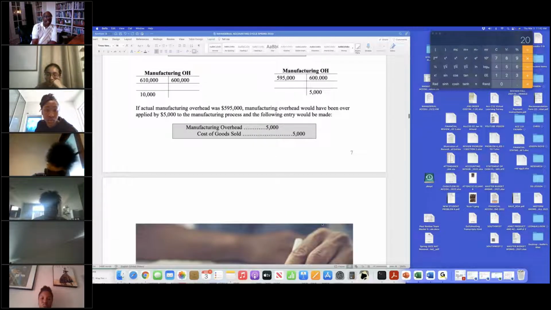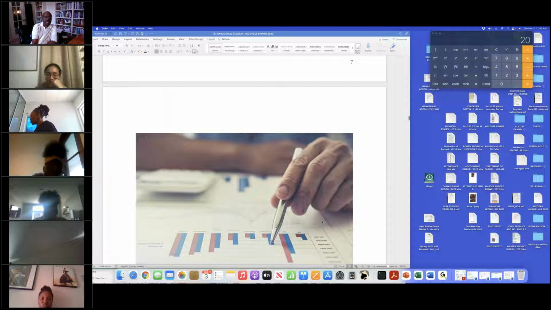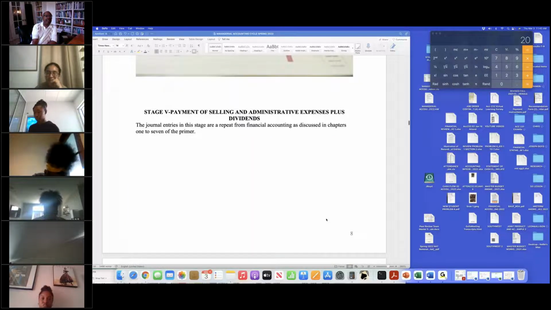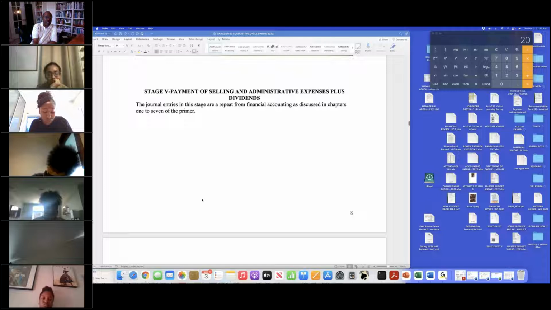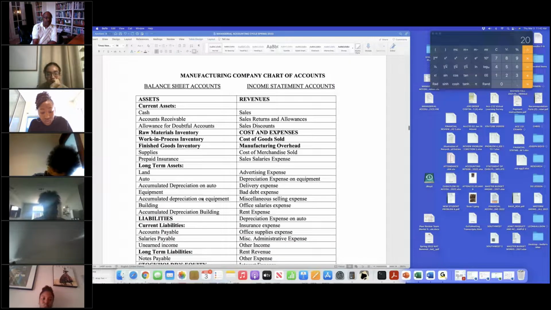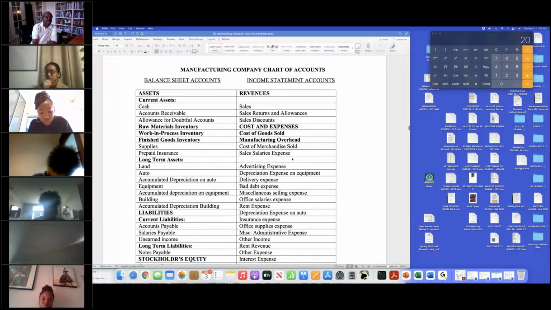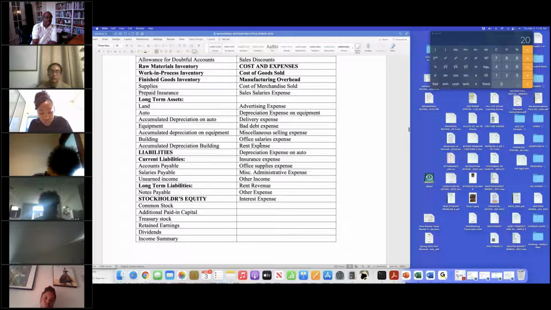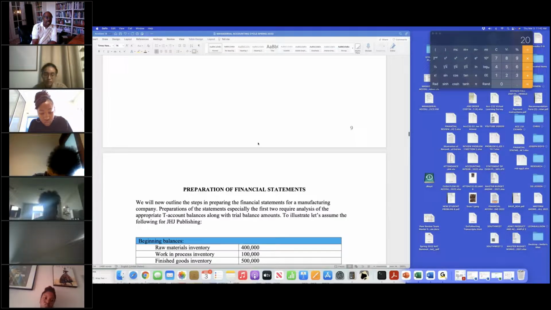Then we have stage 5, payment of selling and administrative expenses, and dividends. And we reviewed all these journal entries. That's what we reviewed at the start of the course. Here's our chart of accounts, very similar to what we've used before, except we got these raw material accounts, we got cost of goods sold and manufacturing overhead. But most of the other accounts are the same. And we'll get into that next time, but we've got 3 statements to prepare.